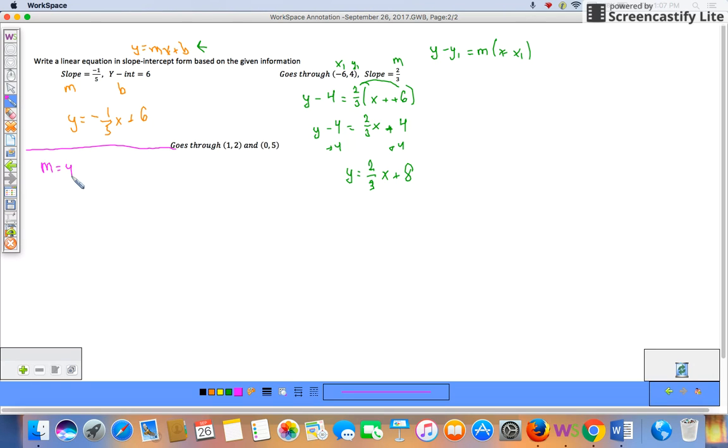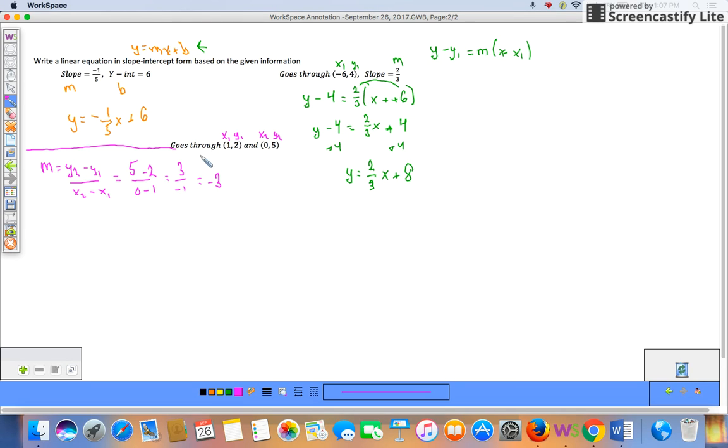Okay, now just a reminder, slope is going to be y2 minus y1 over x2 minus x1. Okay, so I'll go ahead, I'll identify. Here's x1, here's y1, here's x2, here's y2. So what we're looking at slope-wise is going to be something like this. It'll be 5 minus 2 over 0 minus 1. Okay, so we get 3 over negative 1. So it looks like our slope is going to be a negative 3.